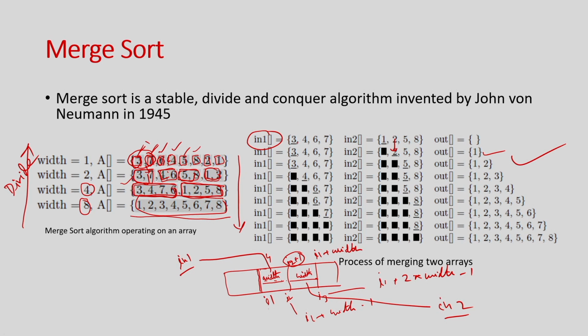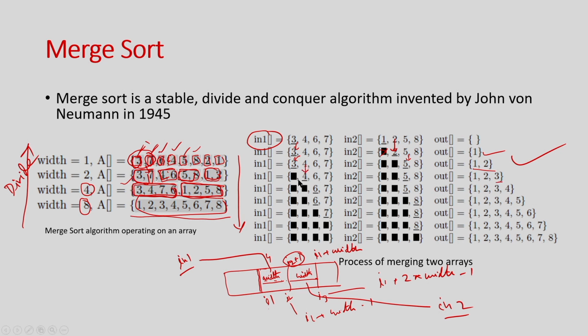Since this array is still where my pointer was, my pointer will be at location 3. Now, I compare 3 and 2, and 2 is smaller. So, I copy 2 into the next location of my sorted array, and I increase the pointer. Now I compare 3 and 5, and I find 3 is smaller. So, I copy 3 into the output array in the next location, and I increase the pointer here, right.